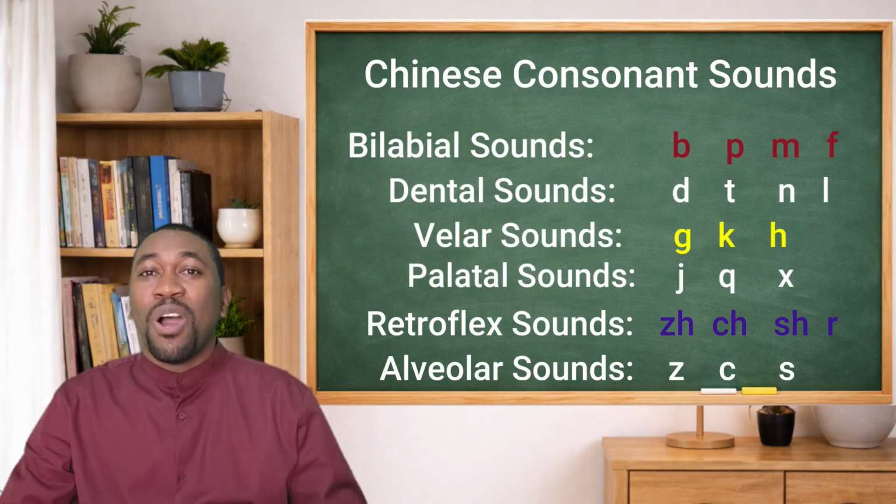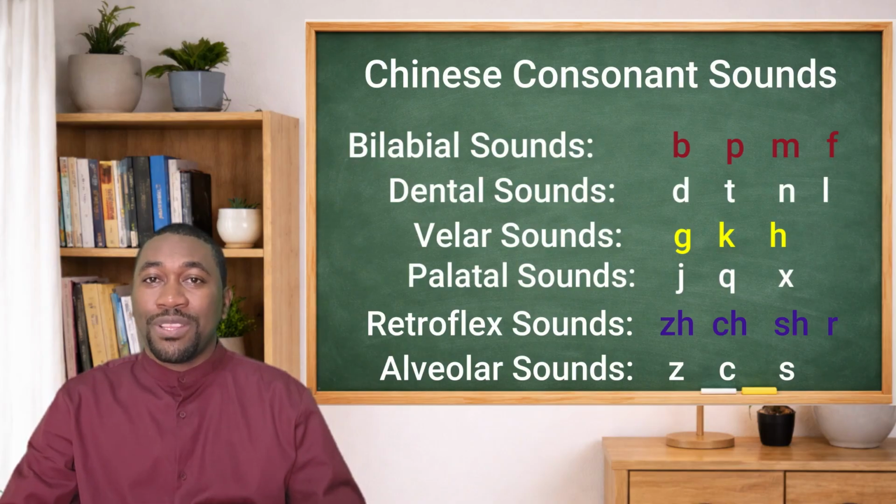Now the Z sound is really just a light Z sound. However, the sound for C, it's more like TS together, like in the word boots. That ts at the end would give you the sound for the C. Ts, ts. And then we have the sound for S, which is kind of like a hissing sound. S.